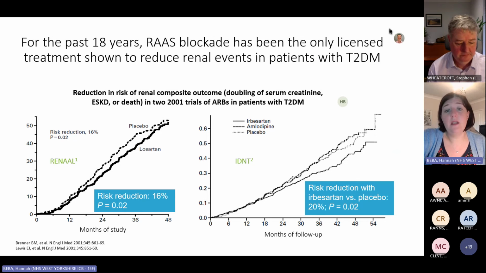For the past 18 years, RAS blockade has been the only licensed treatment shown to reduce renal events in patients with type 2 diabetes, until we got the SGLT2s, and now we've got finerenone, which we'll talk about in a little bit more detail. For a long time, this is really all we've had to offer people, and yet we still sometimes don't do this standard of care well. We'll see a lot of people with renal disease on non-ACE or ARB therapies for their blood pressure, and really we should be switching or adding in an ACE or an ARB to already established therapies.